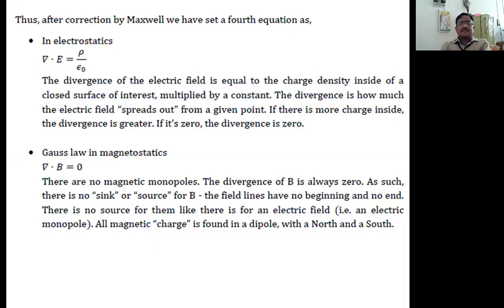Now this signifies that there are no magnetic monopoles. Why does this happen? Del dot B is equal to 0. There do not exist magnetic monopoles.